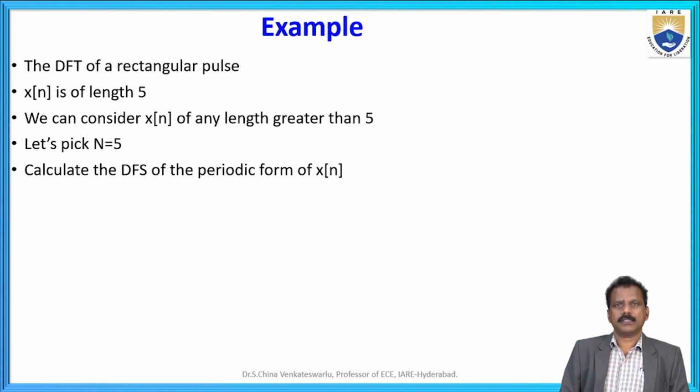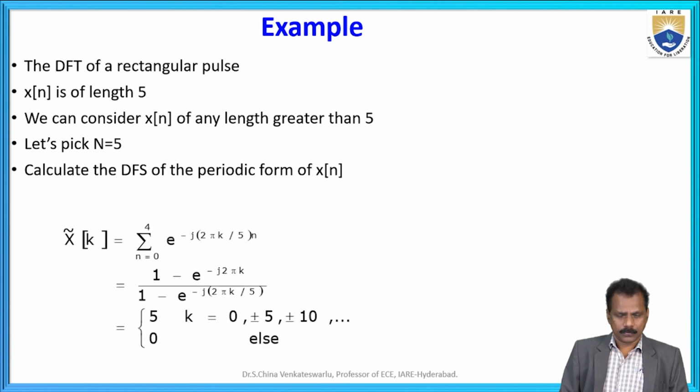So calculate the DFS of the periodic form of x of n. For this case, we know that approximately X of k is equal to the summation from n equal to 0 to capital N minus 1, where N is 5, so 5 minus 1 is 4, of x of n times e power minus j 2 pi k by 5 times n.